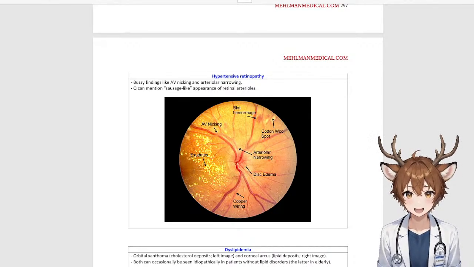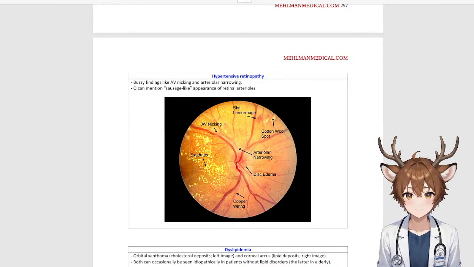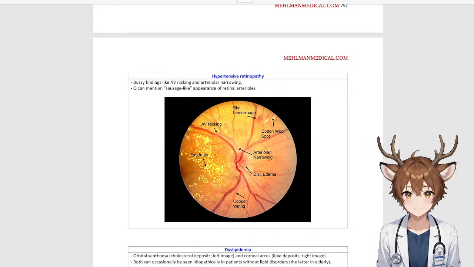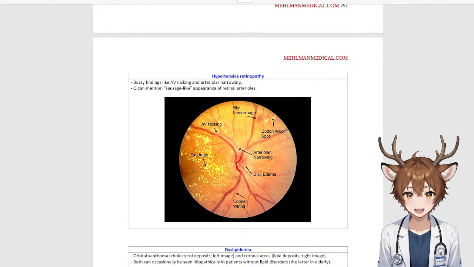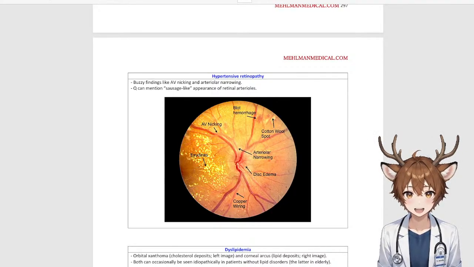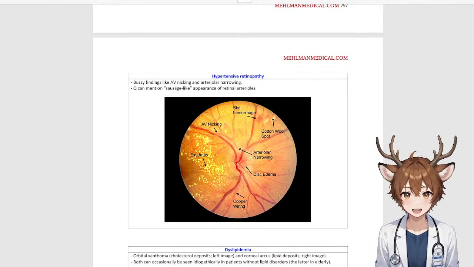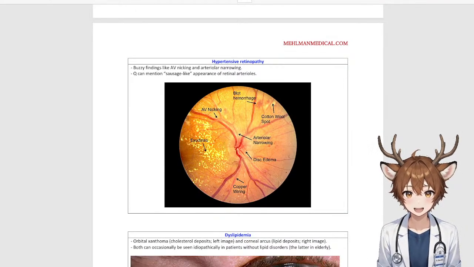Question can mention sausage-like appearance of retinal arterioles. So you have exudates, AV nicking, blot hemorrhage, cotton wool spot, arteriolar narrowing, disc edema, copper wiring. So at first you might not necessarily totally comprehend it, but just pay attention to it and kind of figure out what distinguishes these as being characteristic. So when you see an actual image on the exam, you think, oh, of course this is hypertensive retinopathy, right?